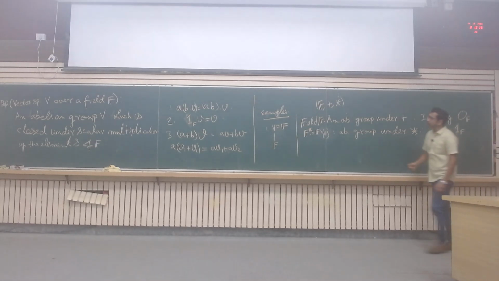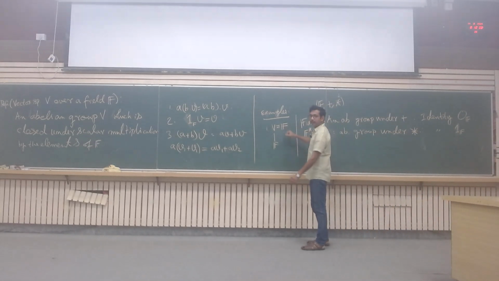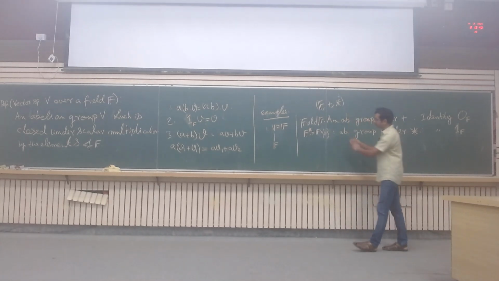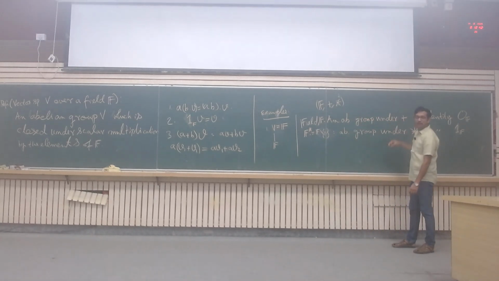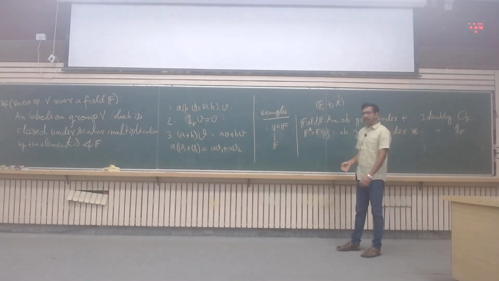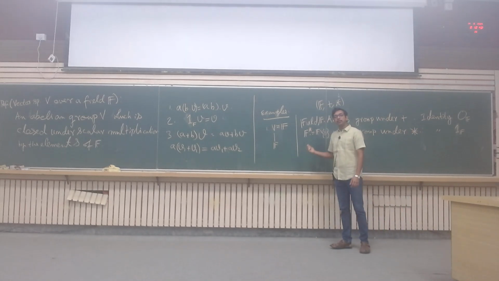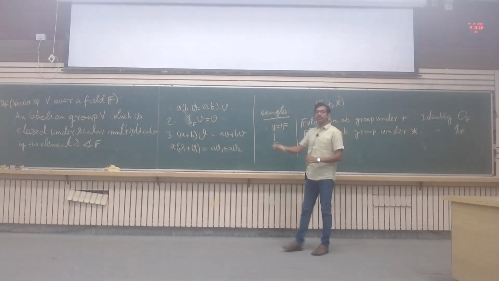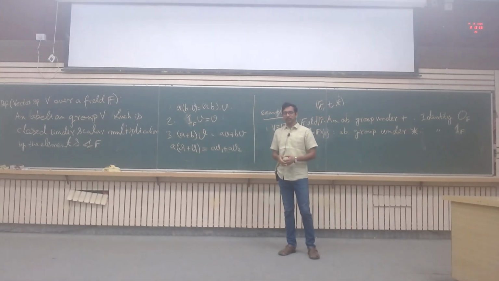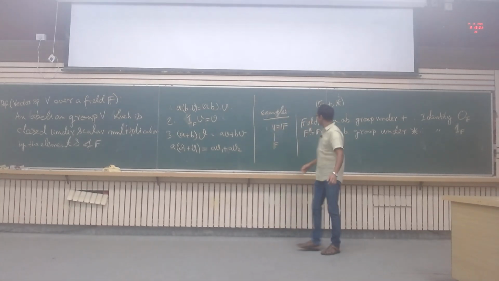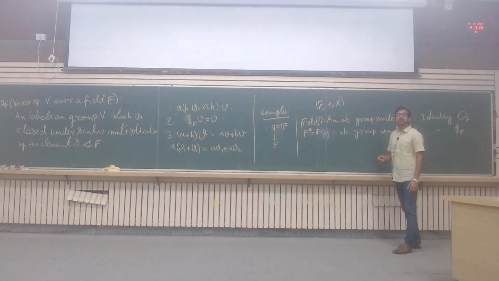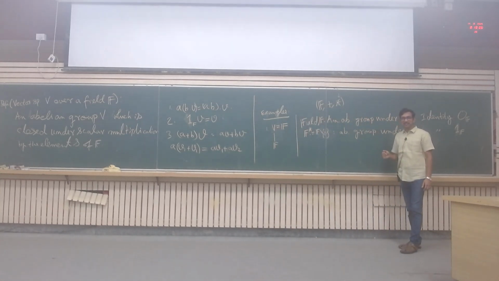So for example, if you take R here, then R is an abelian group under addition, and if you throw 0 from R, then R star is also an abelian group, but this time under multiplication. So take any non-zero real number r, take its reciprocal 1 by r, multiply them, you get 1. And here you are in particular assuming that r is not equal to 0 because you are considering 1 by r. Okay?